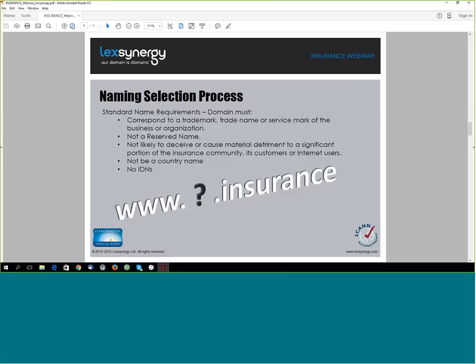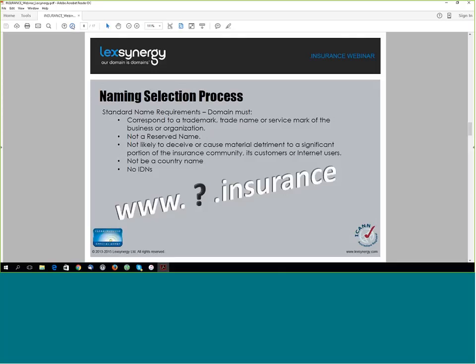The name selection process: FTLD have set out standard name requirements. First of all, the domain name needs to match or correspond to your trademark. That's a registered trademark, a trade name, which is not always registered, or a service mark. So if you are known by a particular name and you can show that you have used it in that context, you would be able to register that, or if it matches a company name, depending on the jurisdiction where you come from. It must also not be a reserved name.